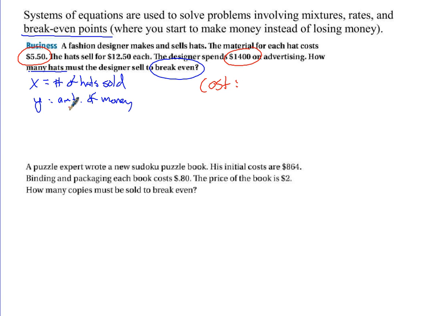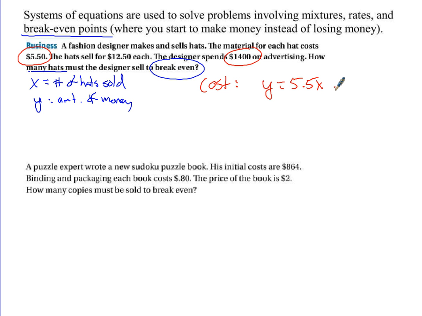Notice that my variables kind of match up with a cost equation. The Y is the amount of money, okay? And X is the amount of hats. So my cost is going to be Y, the amount of money that it cost me to get started, equals, well, each hat costs $5.50. Each hat costs $5.50 to make, right? So how could I write that? $5.50x. That's right. $5.50 per hat, or each hat, or for every hat. Those words always give away the variable.